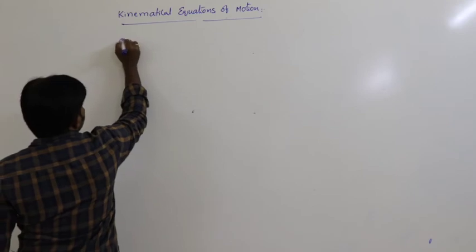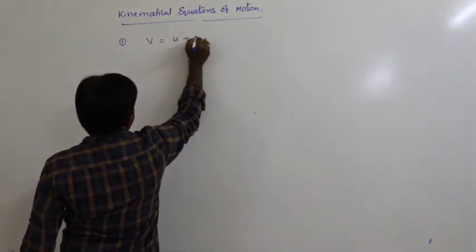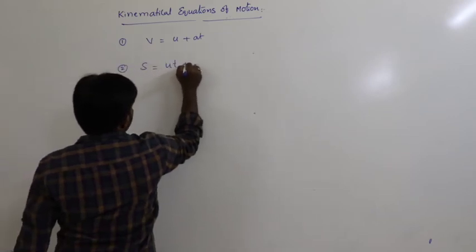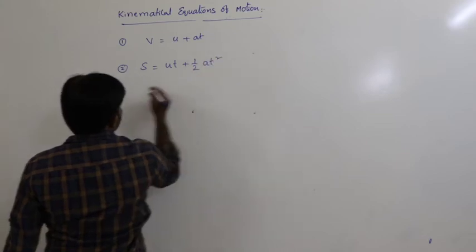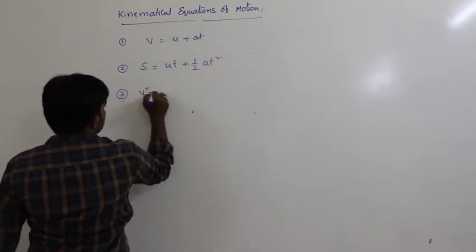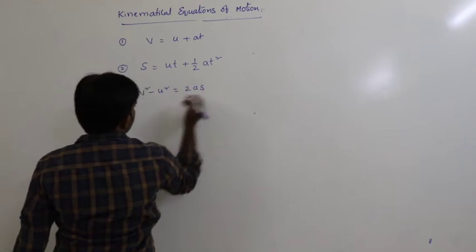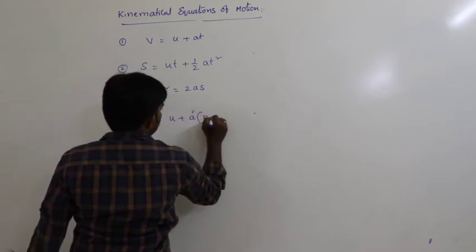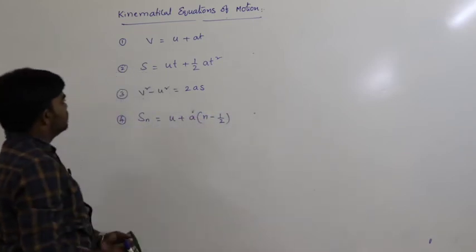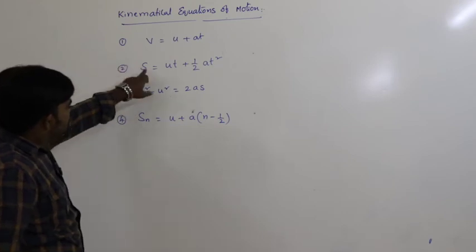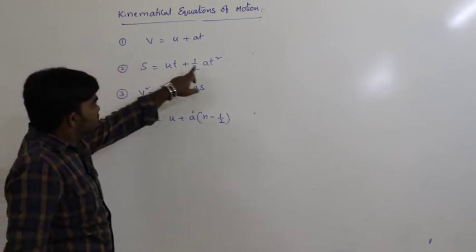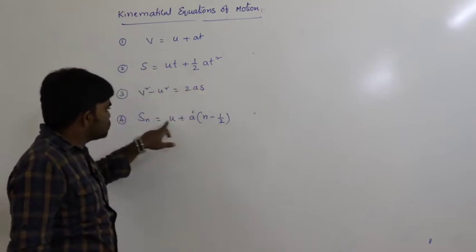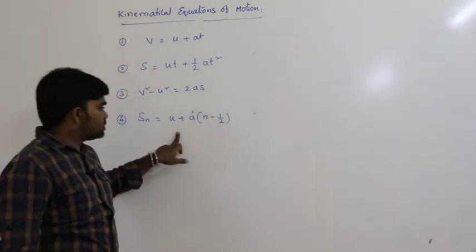So first equation is v equals u plus at. Second equation is s equals ut plus half at square. Third equation is v square minus u square equals 2as. And fourth equation is Sn equals u plus a into (n minus half). So the difference between these two: s equals ut plus half at square, this is also distance varying with time, and here also Sn equals u plus a into (n minus half), distance varying with time.